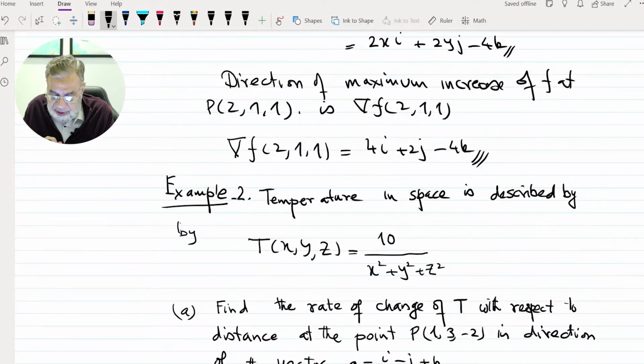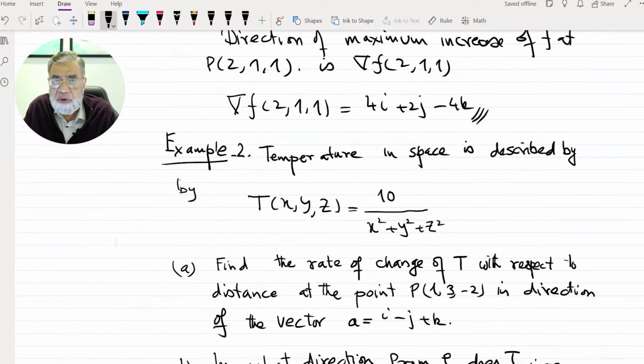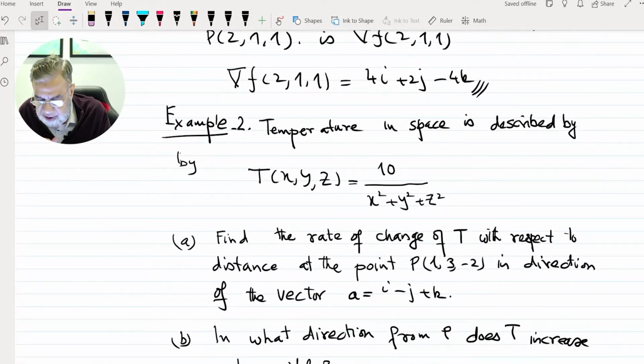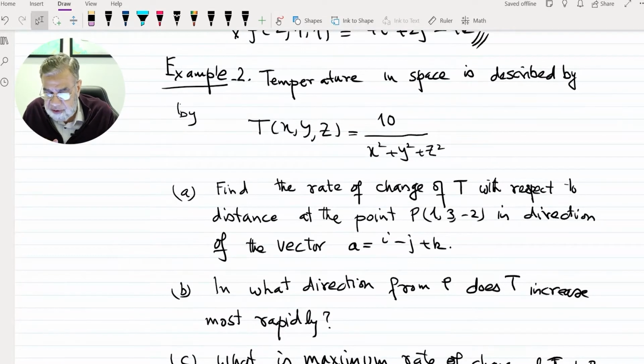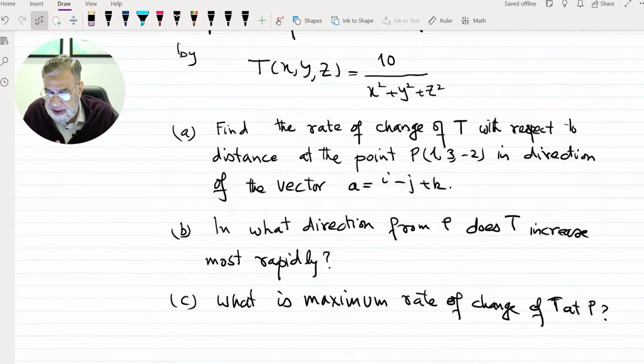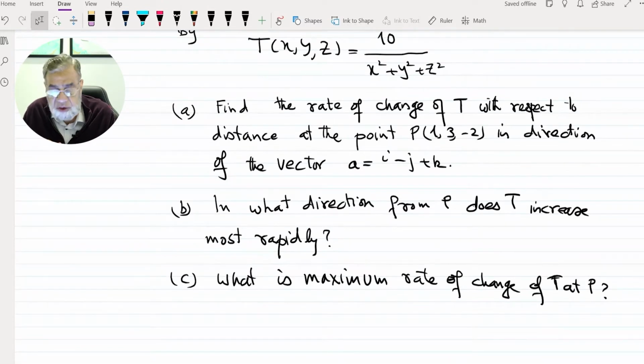In this example, we are given the temperature distribution in space by the function 10 over x squared plus y squared plus z squared. I want to find the rate of change of T with respect to the distance at point P. Point P is 1, 2, and minus 3, in the direction of the vector a, that's i minus j plus k. The second part is in what direction from P does T increase most rapidly, and what is the maximum rate of change of T at P. So we go step by step.